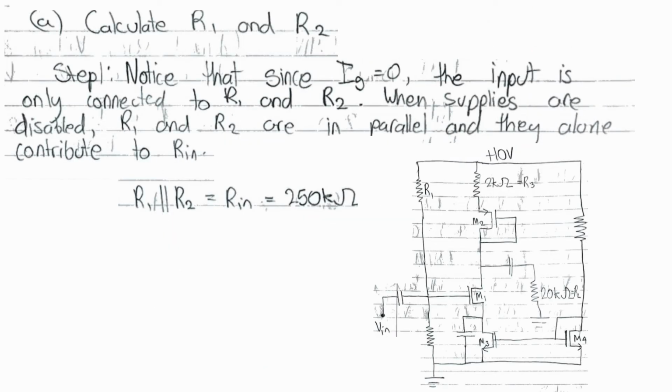Another thing to note is that since gate current for all MOSFETs is always 0, when we look through the input right here, we see that the only place for current to travel is through R1 and R2. And when we ground all voltage sources, which is what we do when we try to find the input resistance, we find that the input resistance is simply R1 and R2 in parallel. And we can write this relationship down here as well, and we will need this later.